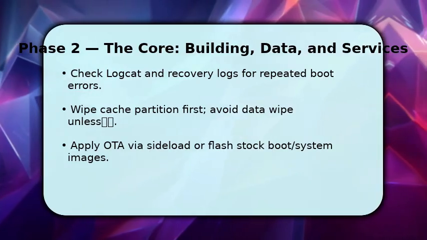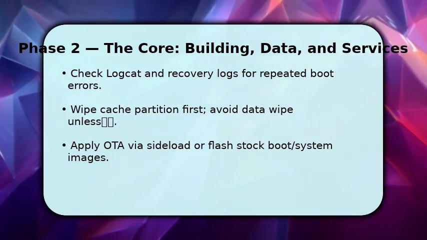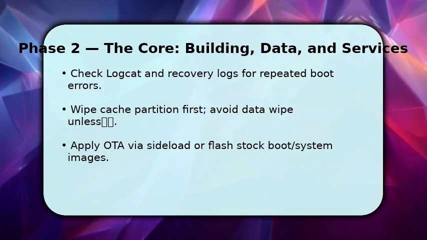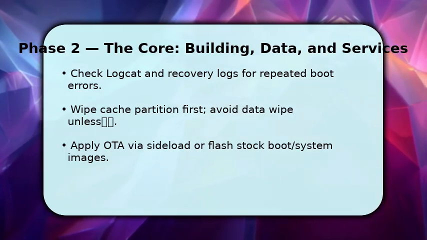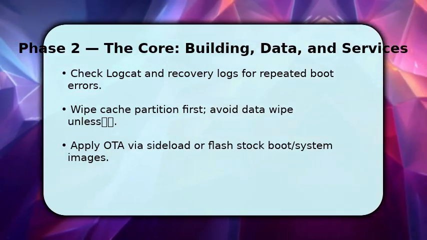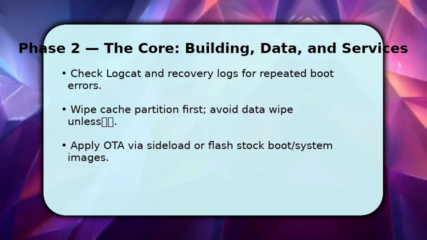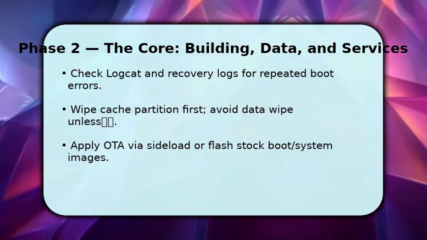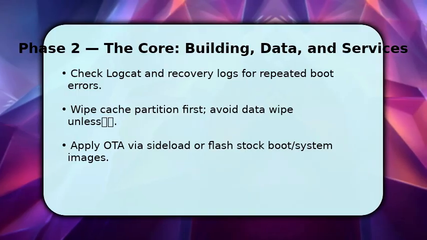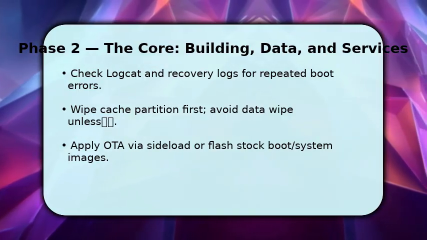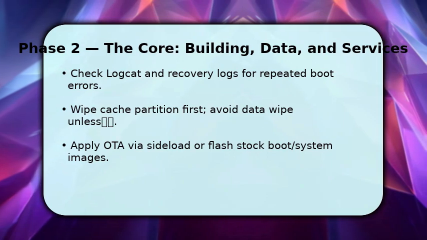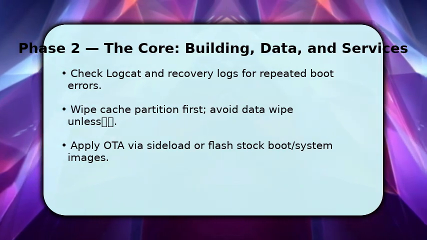If logs point to caches or Dalvik issues, wipe the cache partition first. This often fixes "Android is starting" loops. If not, sideload the official OTA package or flash the stock boot and system images using Fastboot. This replaces damaged files while keeping user data when possible. Make sure to match build numbers exactly to avoid firmware mismatch.